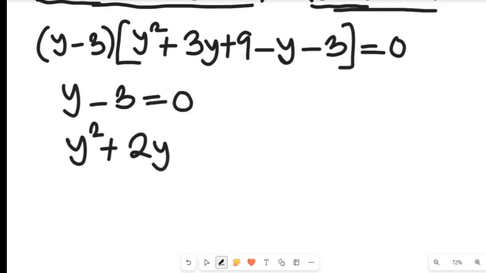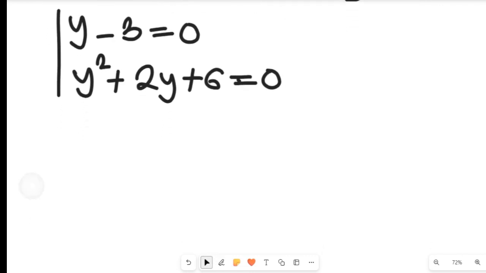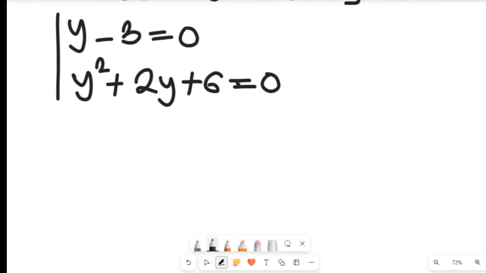Then plus 9 minus 3 is going to give us plus 6, and this will be equal to 0. Great. So these are the two solutions we are going to have from that expression. One is linear and the other one is a quadratic expression. Now let's solve the linear.